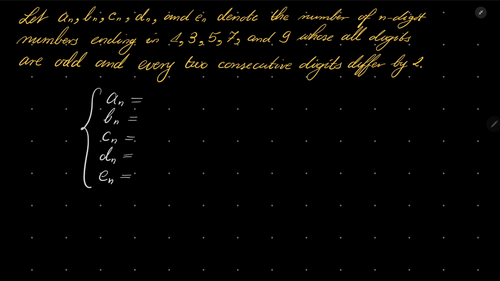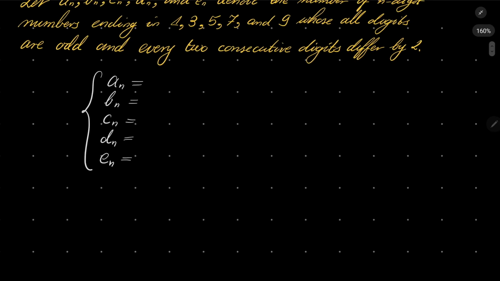Okay. A_n, the number of n-digit numbers ending in 1, whose every two digits differ by 2. How many of them are there? Well, I have n digits. The last one is 1, so the digit just before it must be 3. It's the only possibility for them to differ by 2. So it's really the same as the number of numbers with n-1 digits whose last digit is 3. But what is it? It's by definition B_{n-1}. Okay. What about last digit 3?